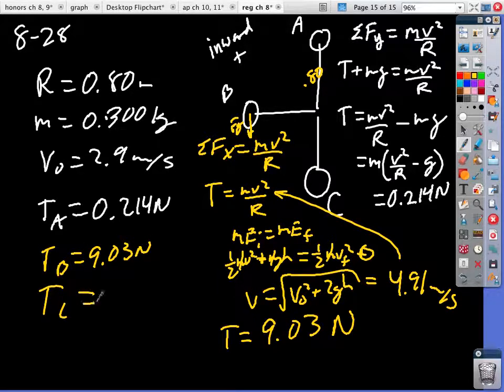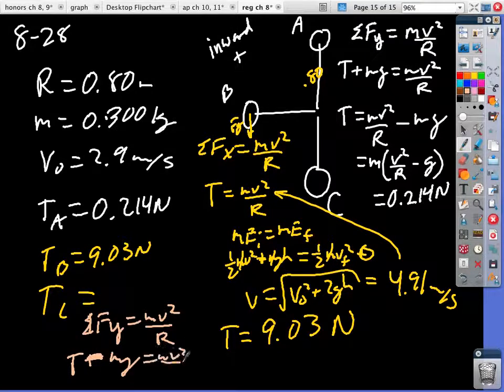If we were to find TC, I could do this once more. And that's going to be TC, if I do the sum of the forces, just a second, in the y is equal to mv squared over r. So then we're going to get T, this is pointing up, minus mg, because it's pointing down, equals mv squared over r. So then our final statement will be T equals mv squared over r plus mg.